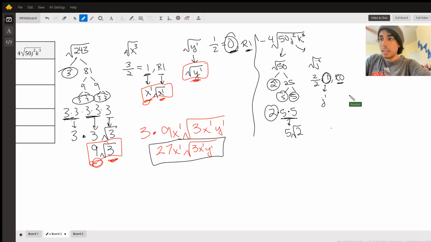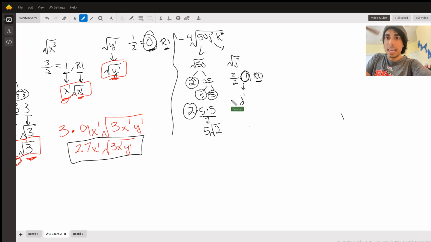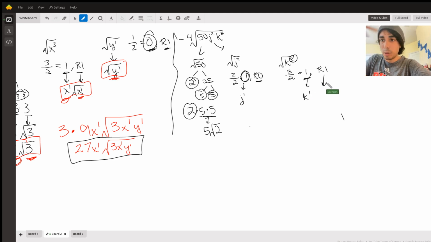All right. And then lastly, we are going to go with the K cubed. So now we got the K cubed. Let's take that exponent, divide it by 2. And that's going to be 1 with a remainder of 1. So this tells us that 1 comes out, K to the 1. This tells us that there will be 1 K also staying inside.